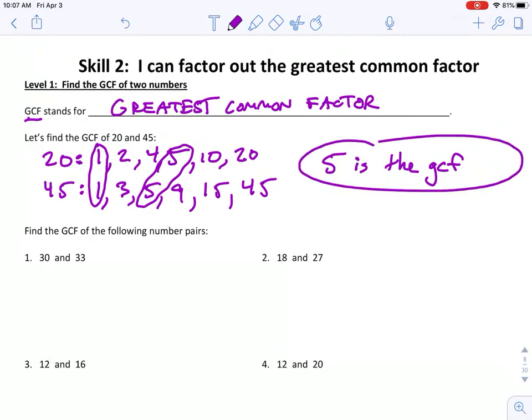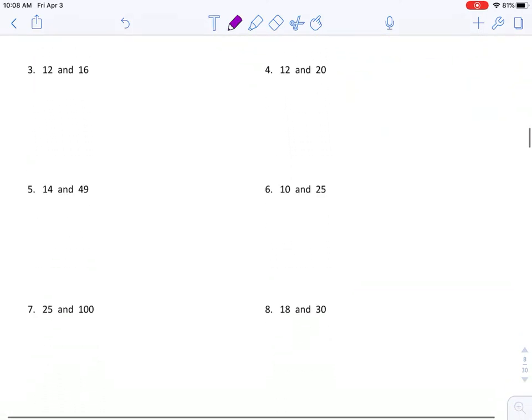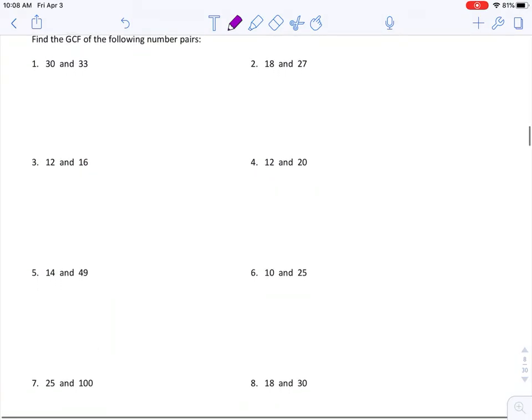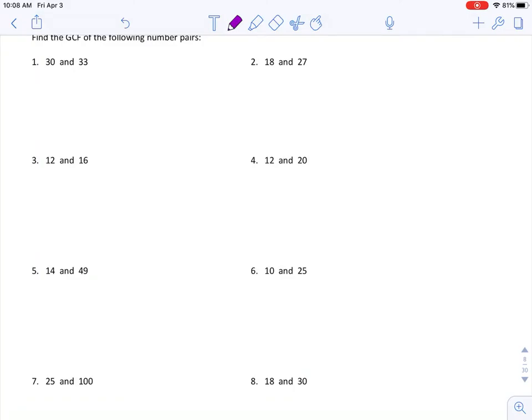Okay, and that's kind of what we're doing for pretty much this whole skill. So I will just do maybe one more, but these all work pretty similarly. So let me do number 2, and then you guys can do the rest.